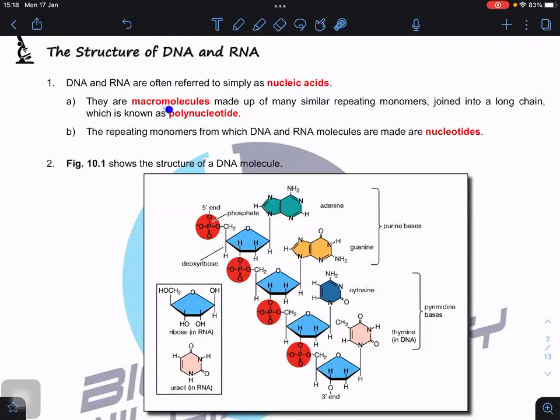They are macromolecules, because there are many similar repeating monomers joined into a long chain, which is known as a polynucleotide. Generally, DNA consists of two polynucleotides, and RNA consists of one polynucleotide. Are you clear? DNA is double. The repeating monomer from which DNA and RNA molecules are made is known as a nucleotide. So what is the structure of a nucleotide?